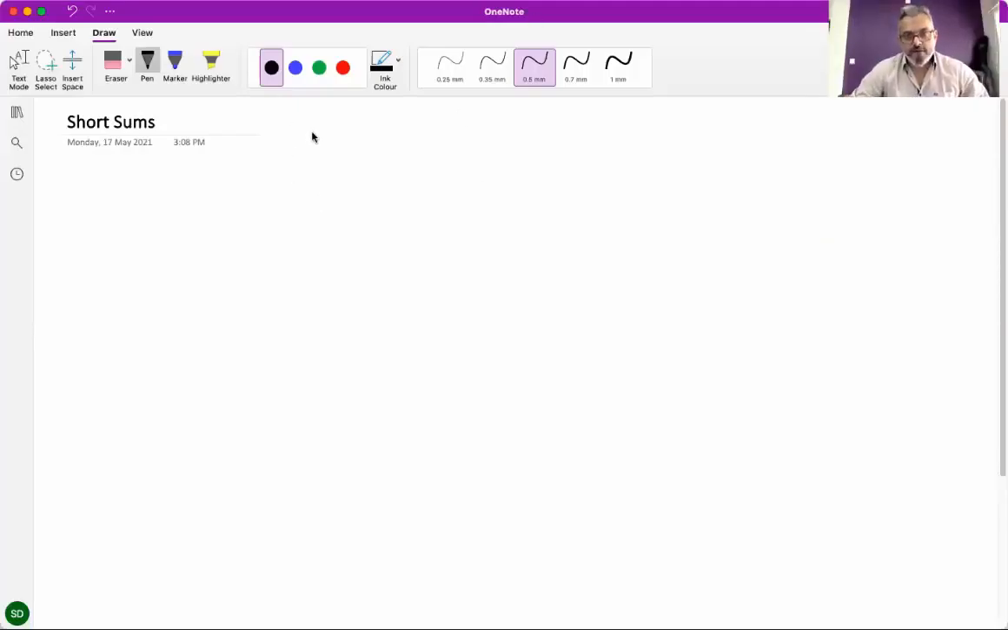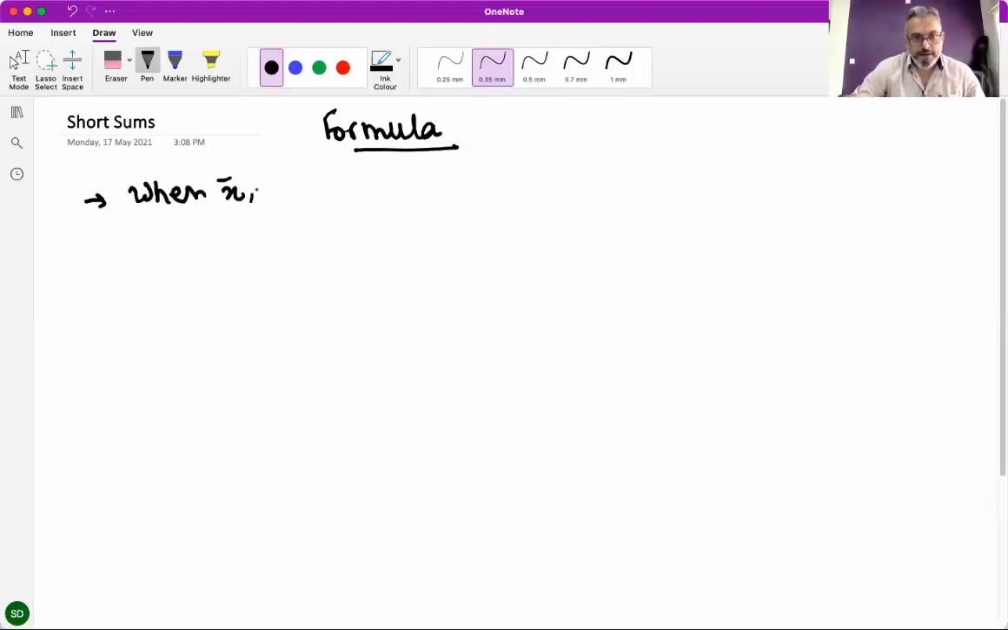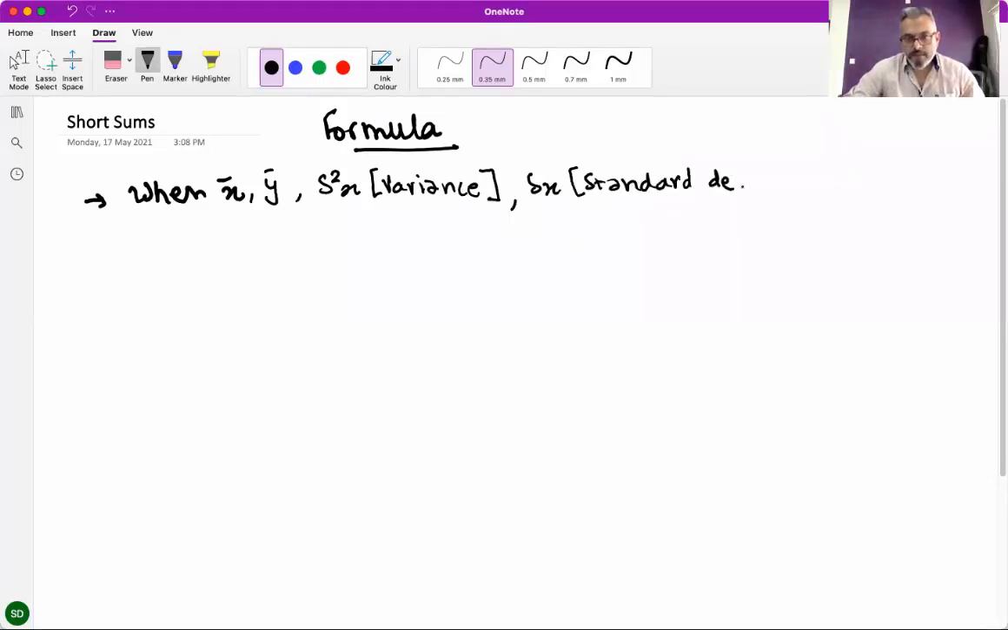So first let's write the formulas for the sum. Now, when x bar, y bar, s square x, which is known as variance, or s of x, which is standard deviation, and s square y, variance of y, and standard deviation of y are known, so they are already given in the sum.